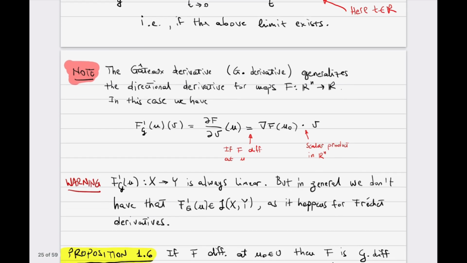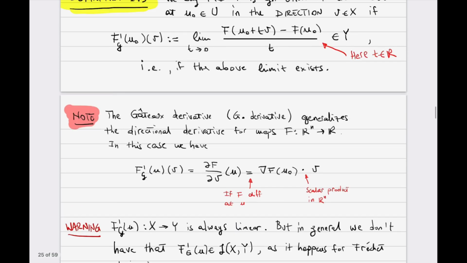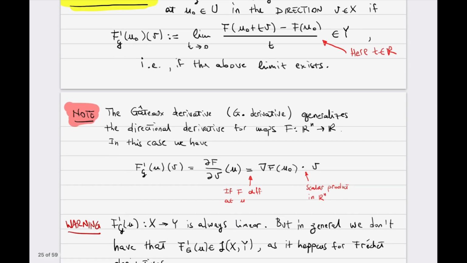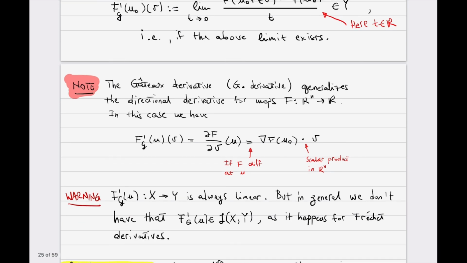Okay, so there are two differences with the Frechet derivative. First, we're taking variations only in the direction of some vector v, whereas in the Frechet derivative, if you remember, we have v, and the limit has to hold for v that goes to 0, basically. And the second difference is that the Frechet derivative is by definition a linear continuous operator, while we don't require that for the Gateaux derivative.